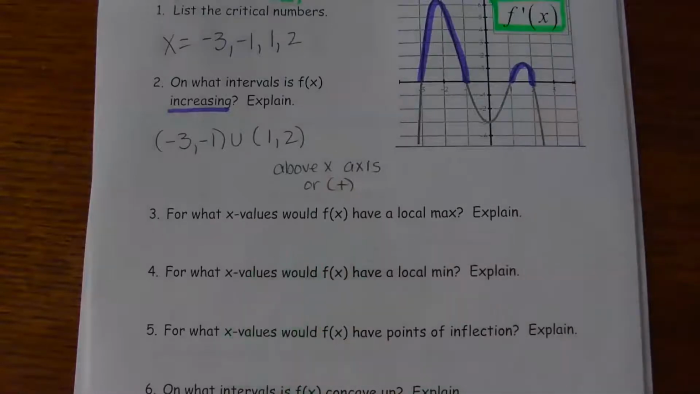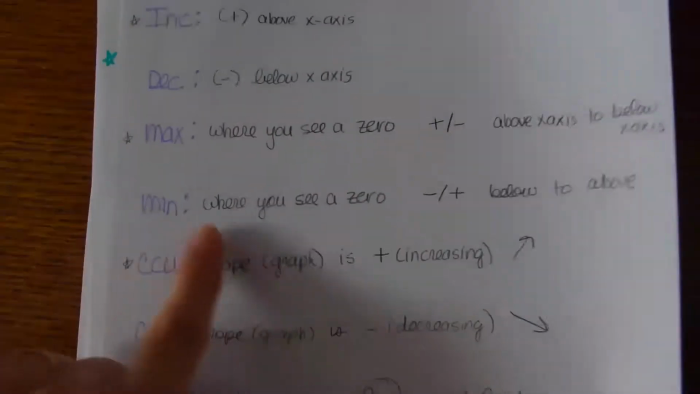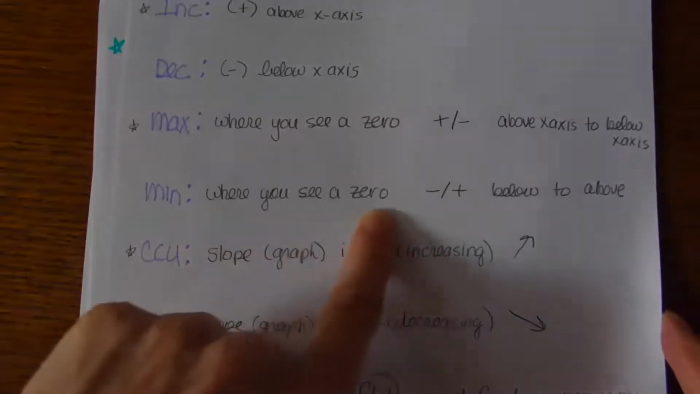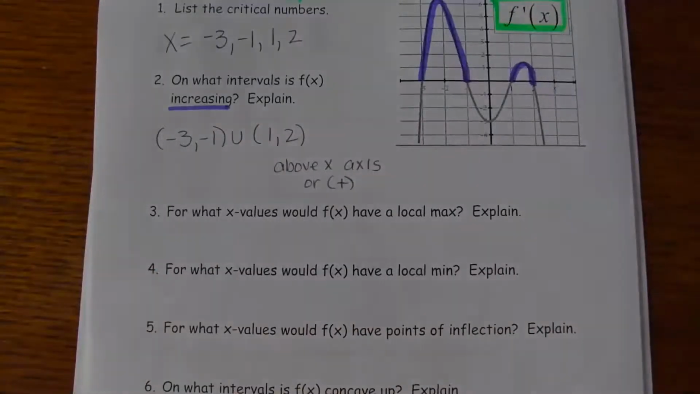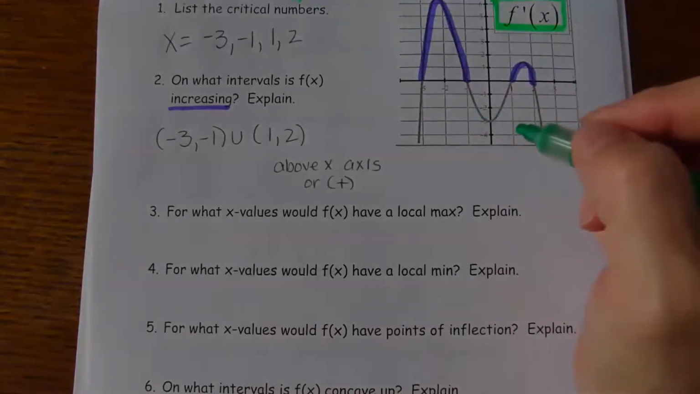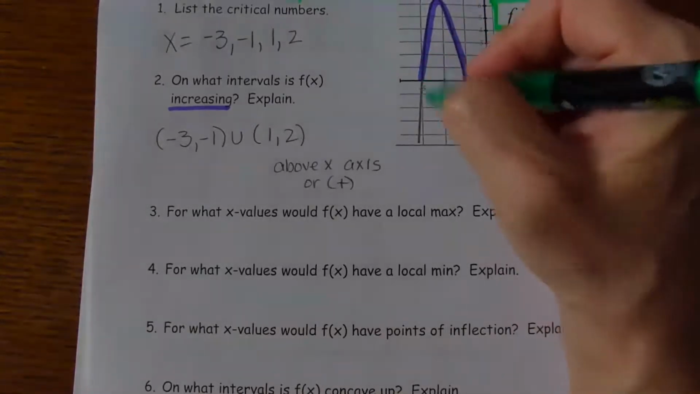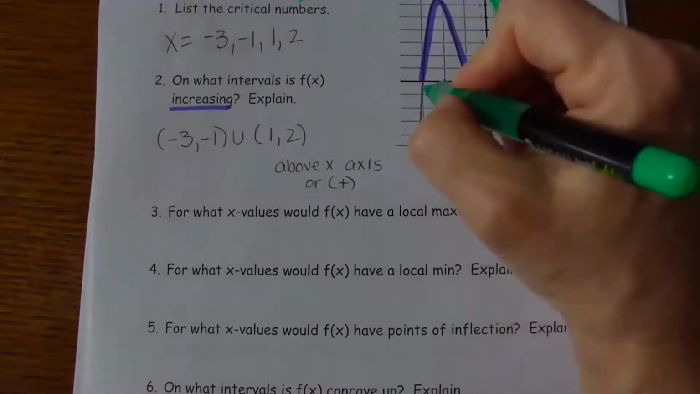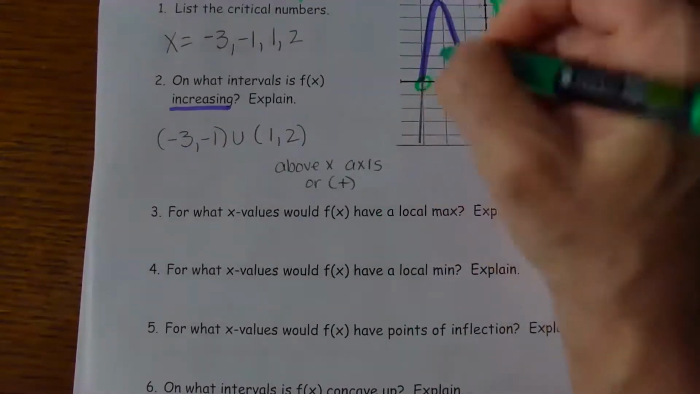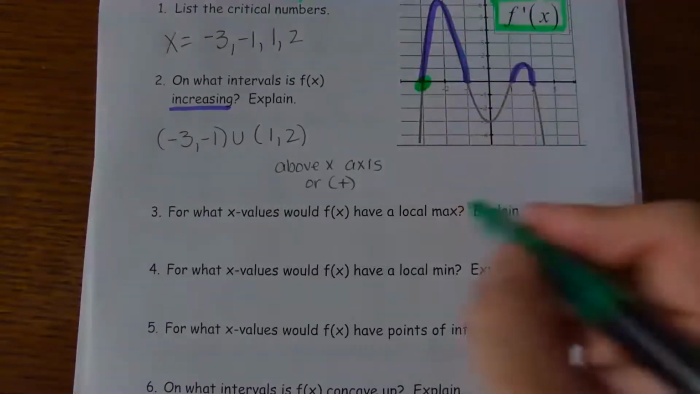Okay, what values would there be a local min? How do I find a local minimum? Where's the min? Right there. Where you see a 0, that's going from below to above. Okay, where am I going from below to above? Well, you know we trace this way, right? So I'm below and then above, so right there, right?